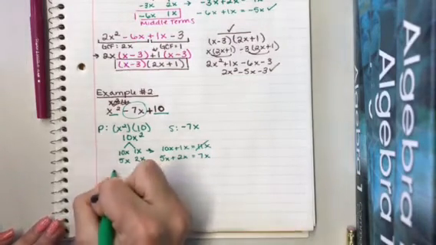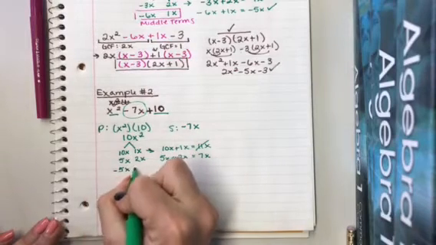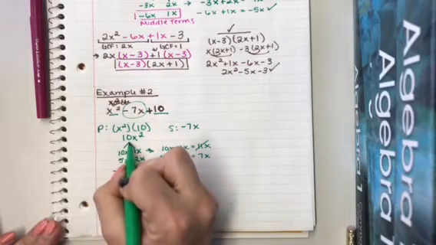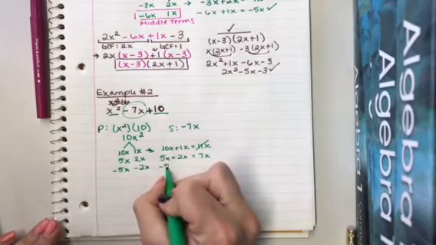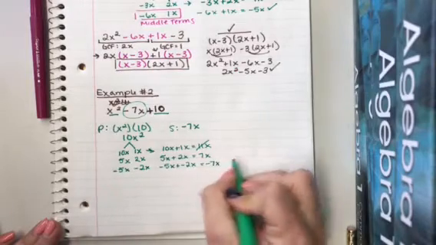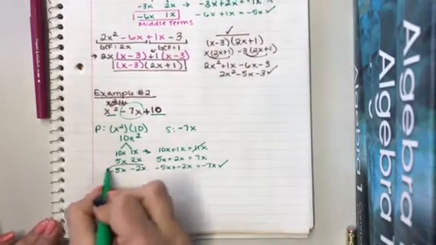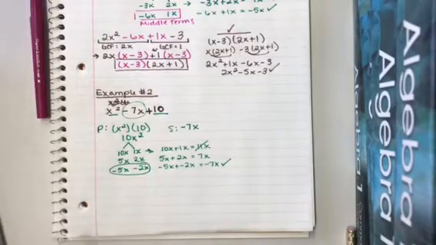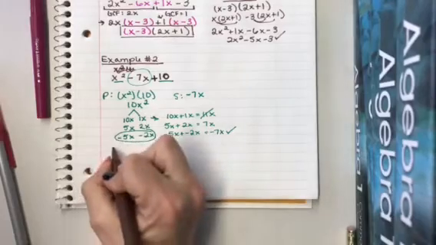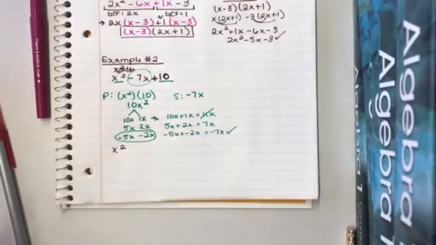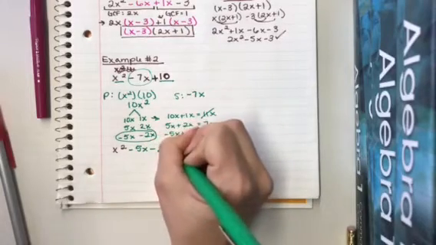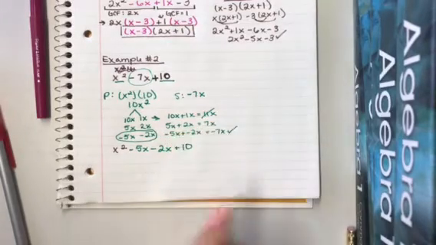So what I have to do is think, well, then it has to be negative 5x and negative 2x. Because when I multiply two negatives, I still get a positive 10. But now when I add negative 5x plus negative 2x, I get negative 7x. And this is right. So these are my middle terms. So now I go back and I rewrite it as x squared minus 5x minus 2x plus 10.